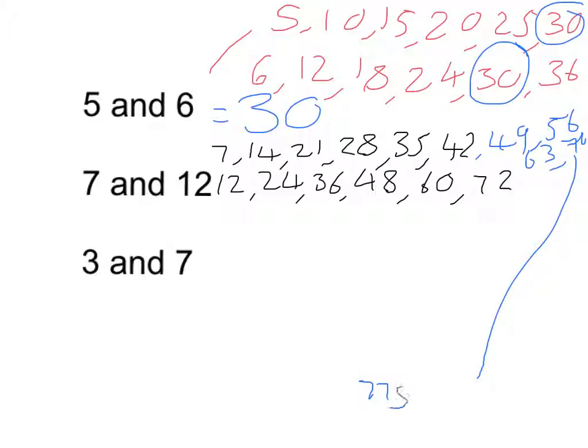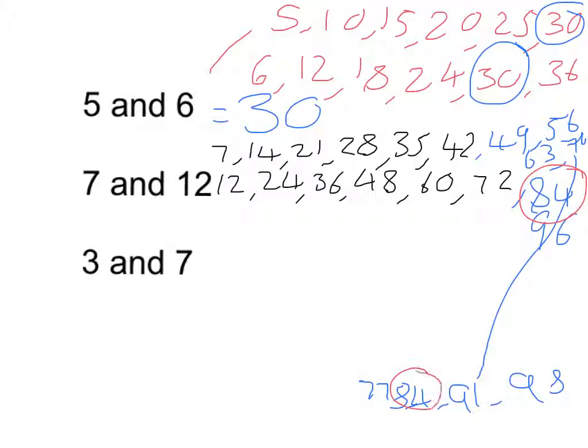77, 84, 91, 98, and carry on my 12. So I've got 72, 84, 96, and now if I have a look, I have got 84 in common. So the lowest common multiple of 7 and 12 was 84. It just took me a bit longer to find it.